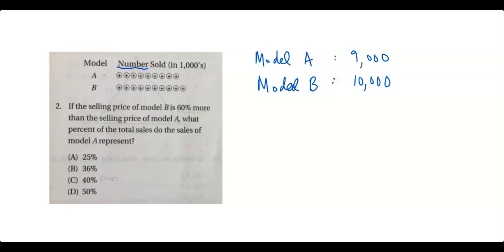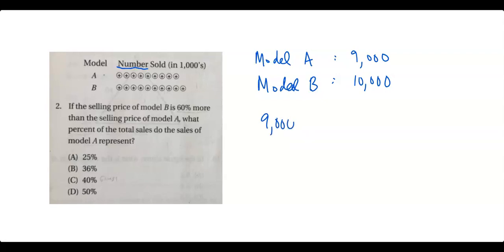If the selling price of model B is 60% more than the selling price of model A, what percent of the total sales do the sales of model A represent? Okay, so we know there's 9,000 units sold in model A, but we don't know what the price is. In this case, we could use a variable, but it makes things a lot easier if you just pick a number. So let's pick the dollar amount to be $10.